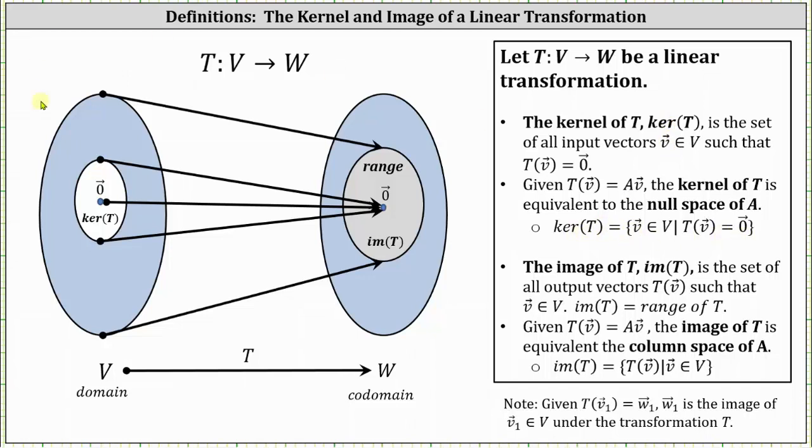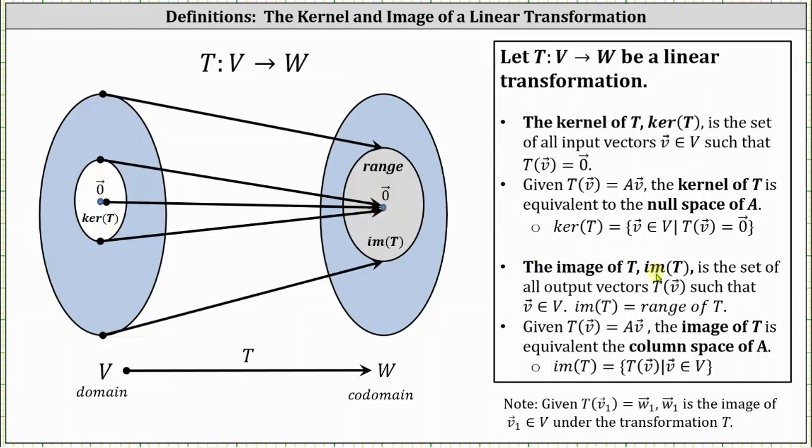If we take a look at the mapping on the left, because we have a linear transformation from V to W, we know the zero vector in the domain maps to the zero vector in the range, or set of outputs. But the kernel of T is the set of all vectors in the domain, or the subset of vectors in the domain, where the output is equal to the zero vector in the range.